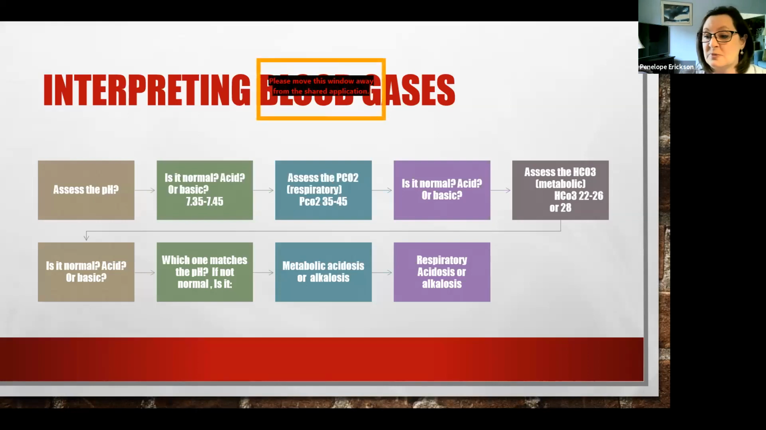So just because your pH is normal doesn't mean that there's not a disease process going on. But we look at the pH first to determine if it's acid or base. Then we're going to look at our carbon dioxide, right? Our PCO2, our partial carbon dioxide. And normal level is 35 to 45. Remember, that's our acid, right?